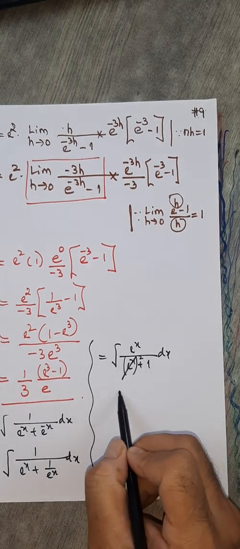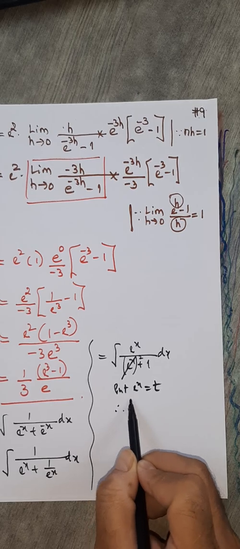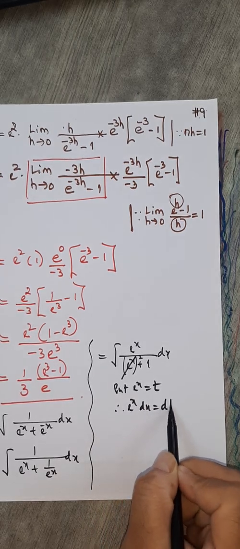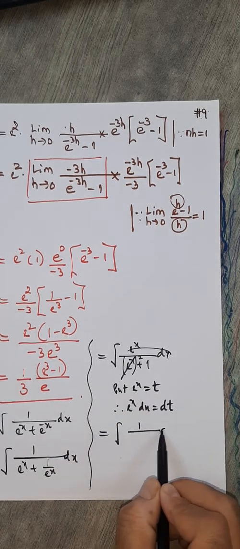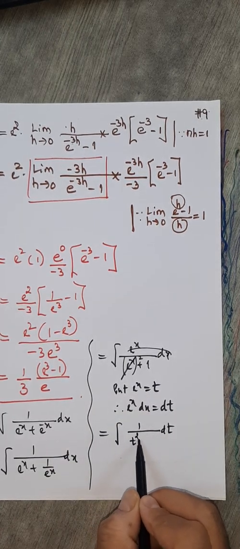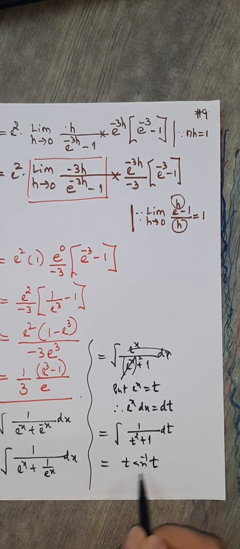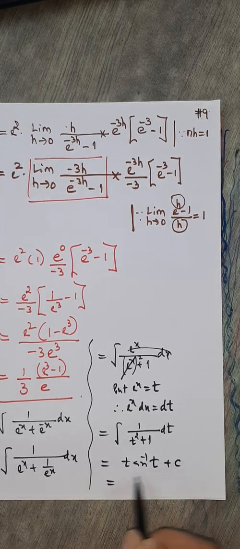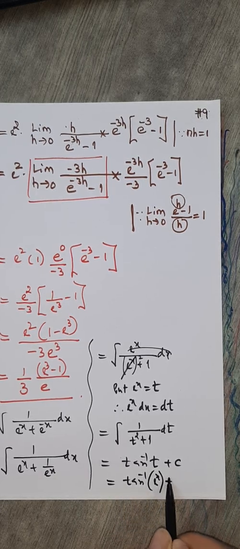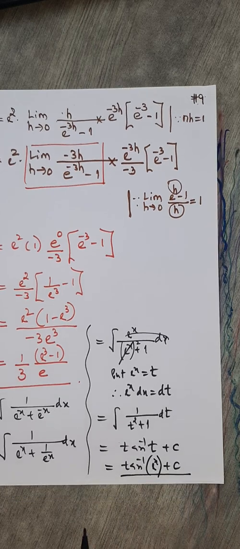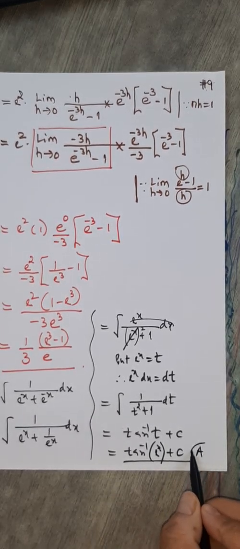Now take this as t. Put e raised to x equals t. So e raised to x dx equals dt. So this will be dt into t square plus 1. So this is just tan inverse t. But what was t? t is nothing but e raised to x, plus c. So tan inverse of e raised to x plus c, that is option A here.